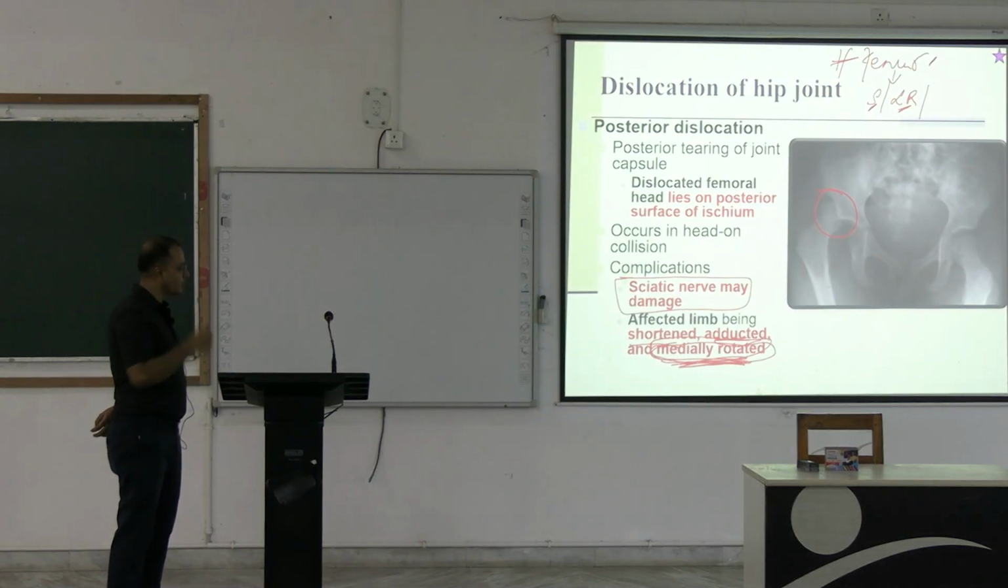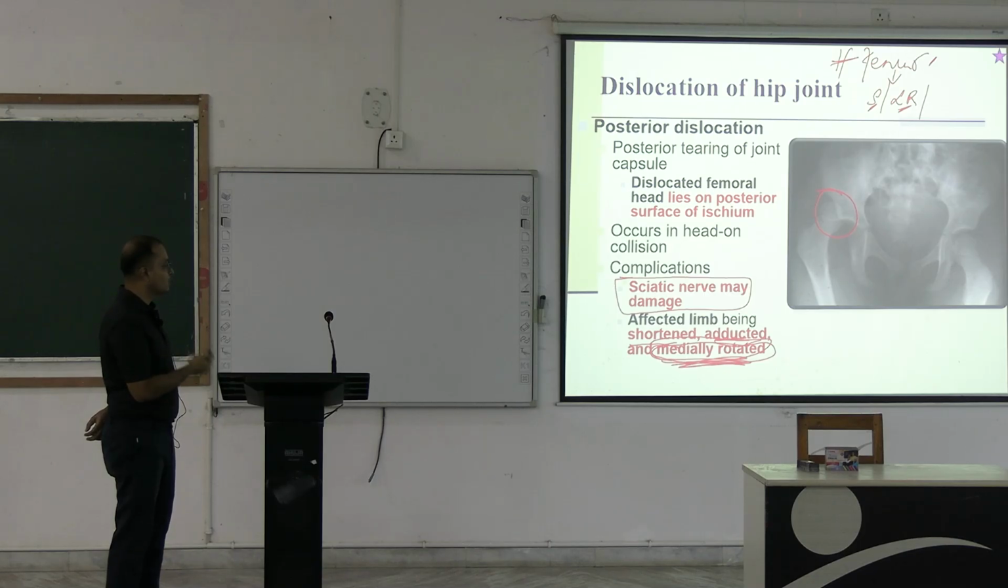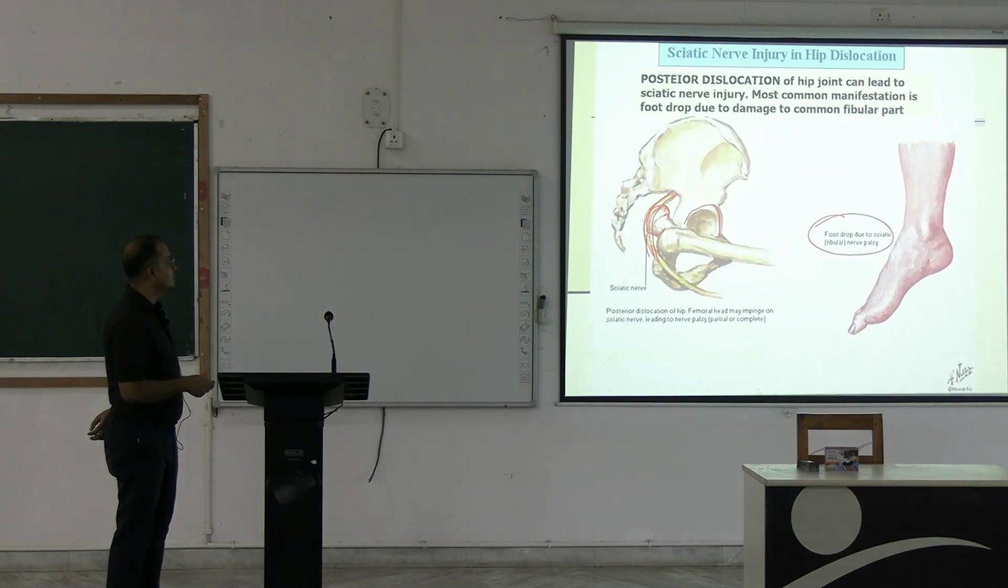Dislocation of the hip joint is pretty common. That means the head of the femur moves out of the acetabulum. It may move posteriorly or anteriorly. Posterior dislocation is more common, moving the head backward when trauma comes from the anterior direction. If it moves backward, the sciatic nerve may be damaged, as the moving head may cram the sciatic nerve and damage it.